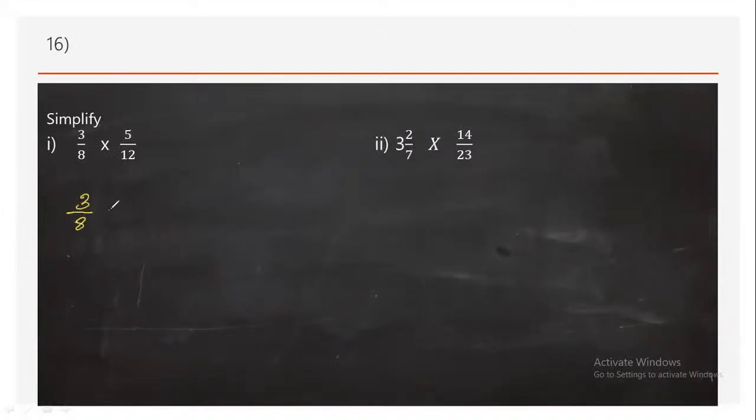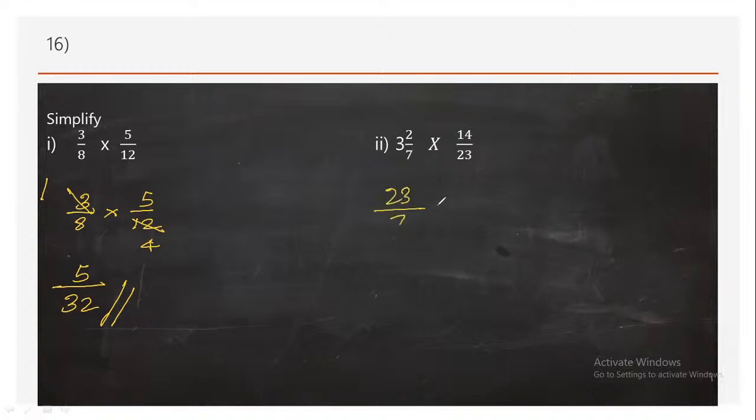Three over 8 into 5 over 12. How many trees? 7 times 3, 21, 21 and 2, 23 over 7 into 14 over 23. Cancel out over the line, below the line. 14 divided by 7, 2. Answer is 2 here.